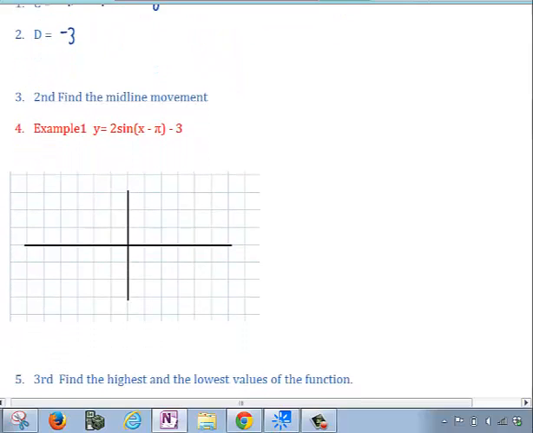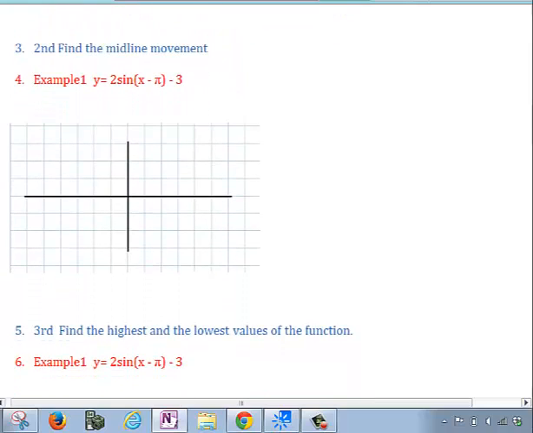Now we put them to use to make the graph. So first, it says here in the graph, find the midline movement. So that was the D value, -3. You draw a horizontal line at -3. So we're going to go down 3. You can draw your horizontal line. This is your midline, y equals -3.